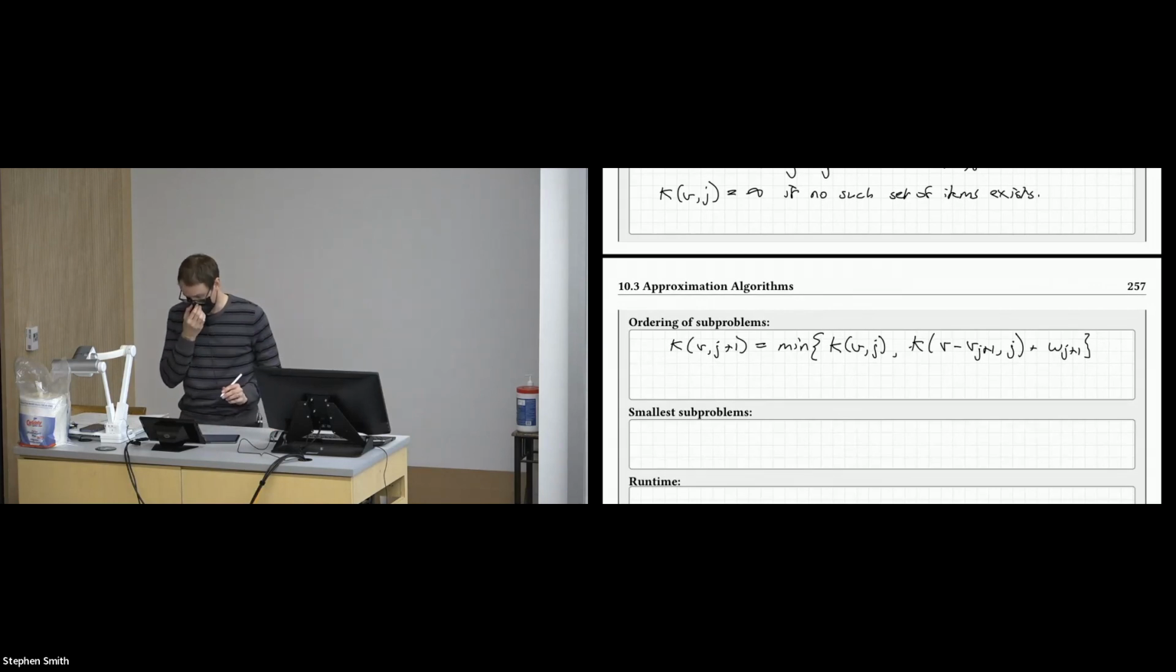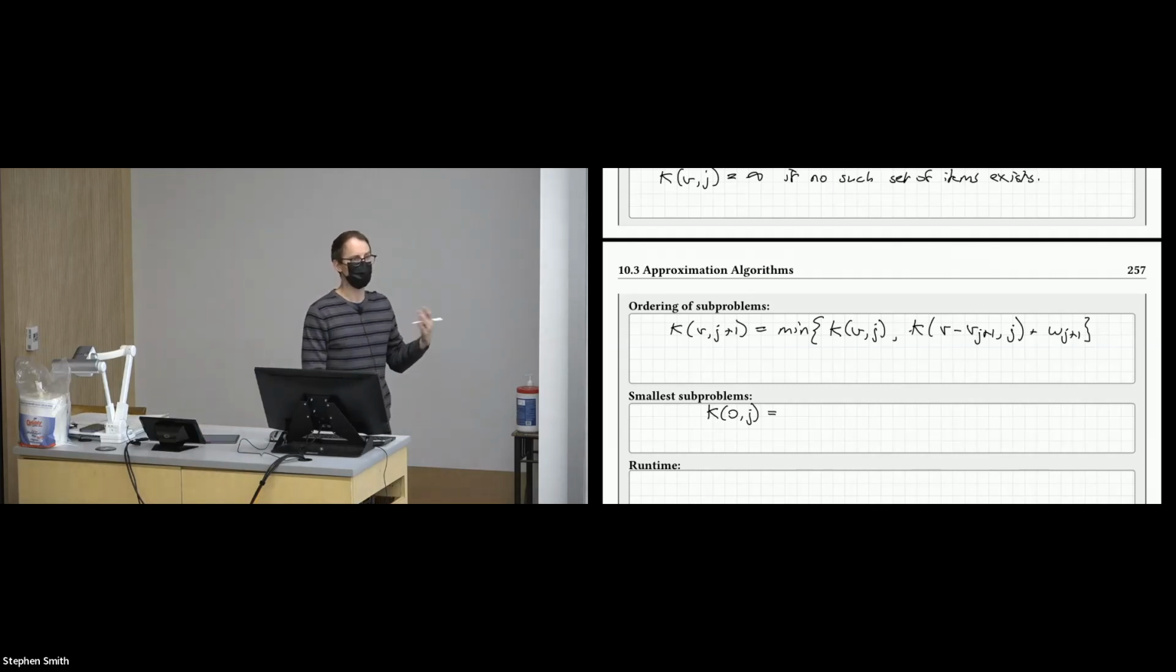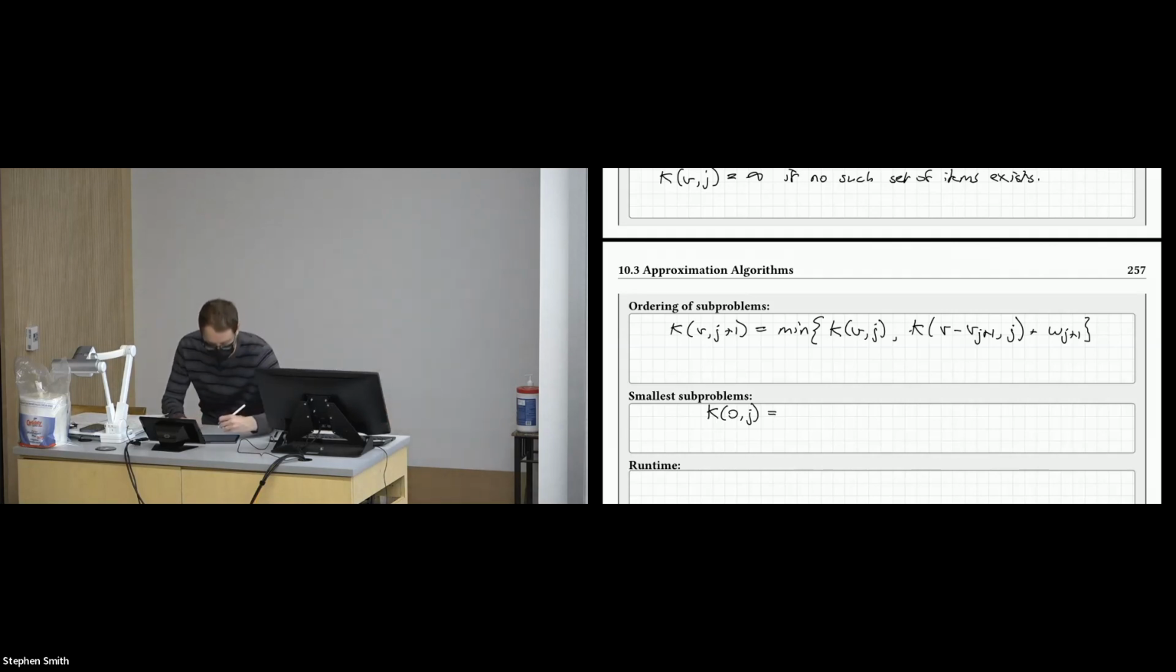Okay, smallest subproblems. K(0, j). So what's the lightest backpack I can use to achieve a value of 0? It's just going to be 0.